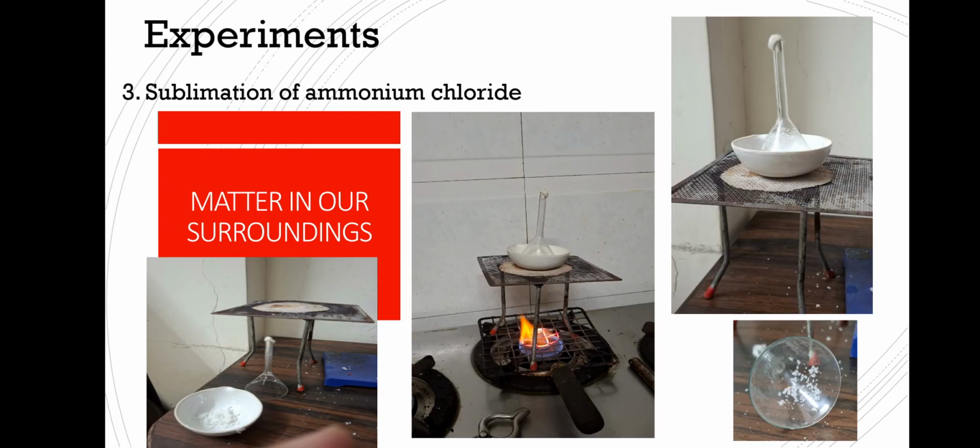Then the sublimation of ammonium chloride. Matter in our surroundings, in that sublimation also I have told you, these are the apparatus. In the first photo, the evaporating dish, in that I have taken the ammonium chloride. There is a tripod stand in which wire gauze is kept, and then there is a funnel with a cotton plug in it.